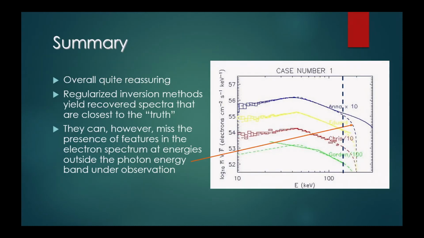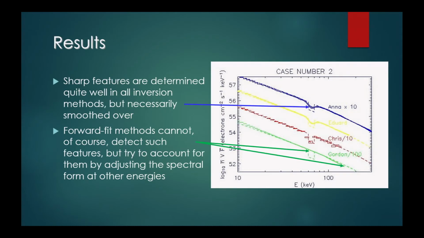So, quick couple of summaries. Again, we can, in principle, extend the domain of the electron spectrum beyond the dashed black line here, which is the maximum photon energy that we're given. But it's a little unreliable, but it's possible. Sharp features can be identified. They're smoothed over, but they're still obviously there.